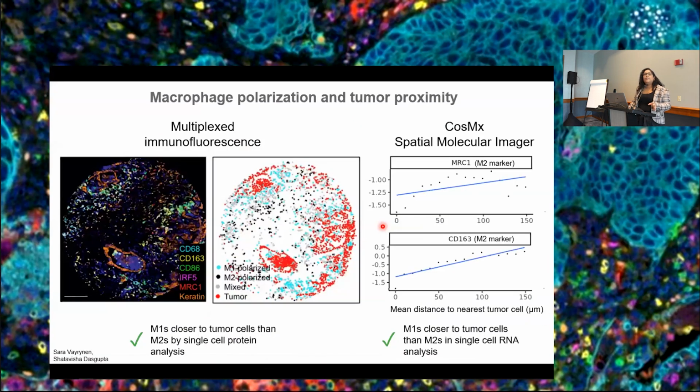So then what we did is that we wanted to know if the findings that we had from the protein-based assays, that M1 macrophages are closer to tumor and M2 macrophages are further from tumor, we could recapitulate here using RNA.